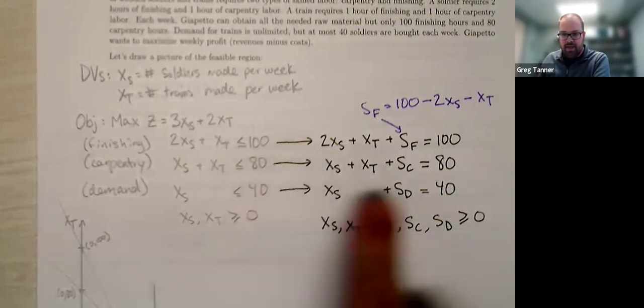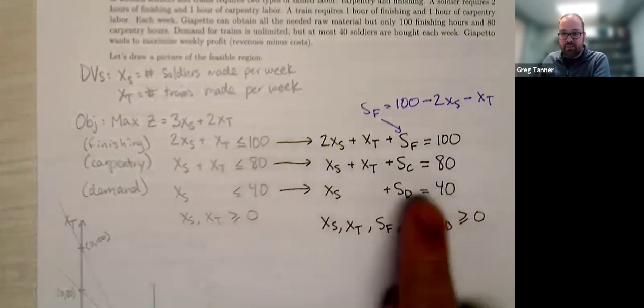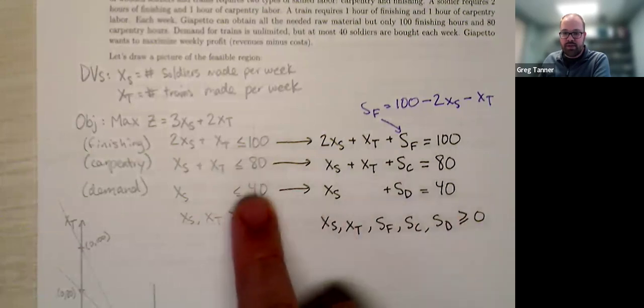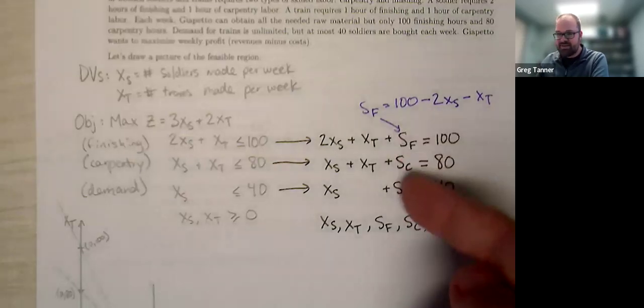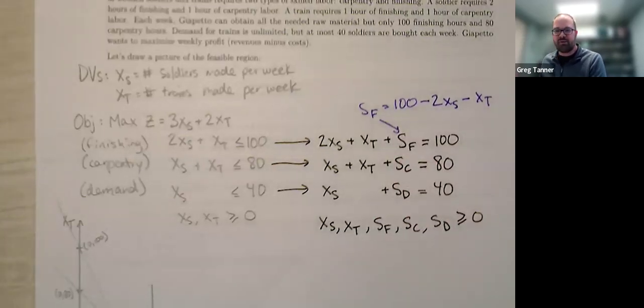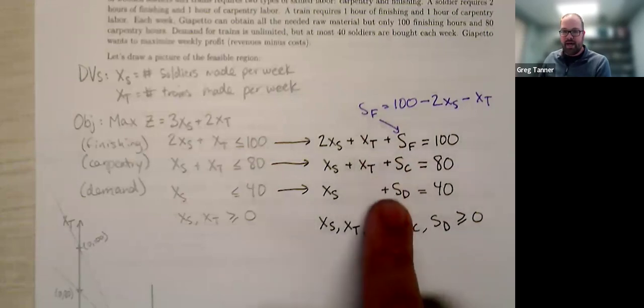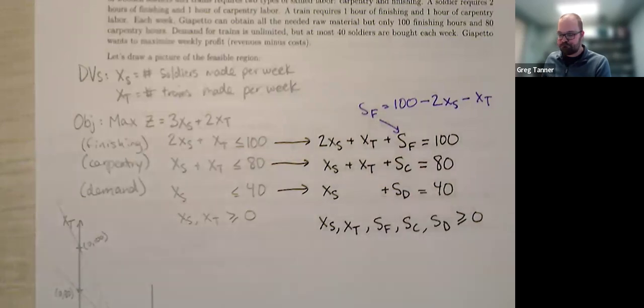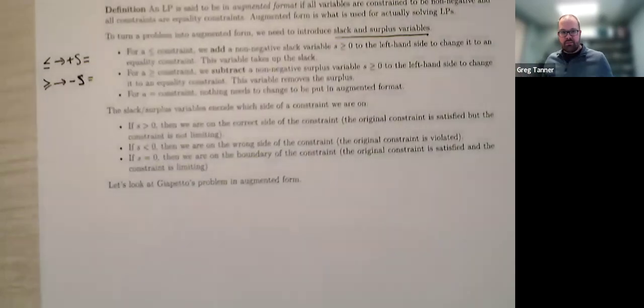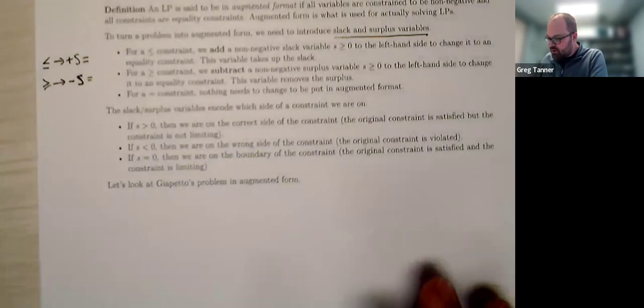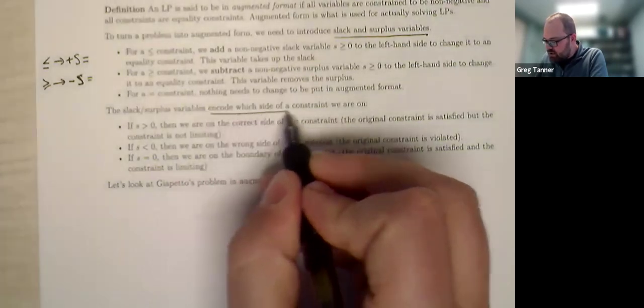Okay, so that's how you transform them: for less than or equal to constraints, you add slack. For greater than or equal to constraints, you subtract the surplus. The beautiful thing is that both slack and surplus start with S, so I'll use S to denote either slack or surplus variables. The difference will only be whether we add or subtract them in the constraints to make them into equalities. Here's the important part about slack and surplus variables: they encode which side of the constraint we're on.